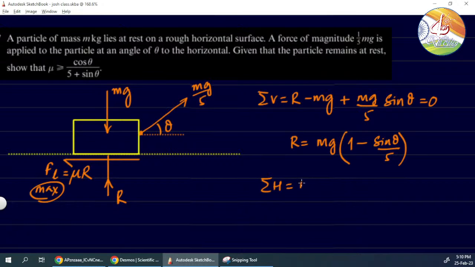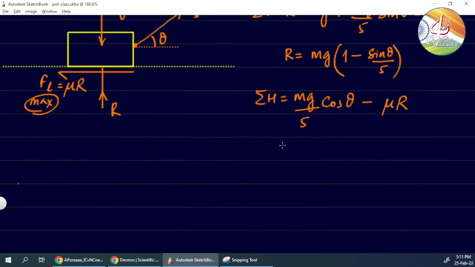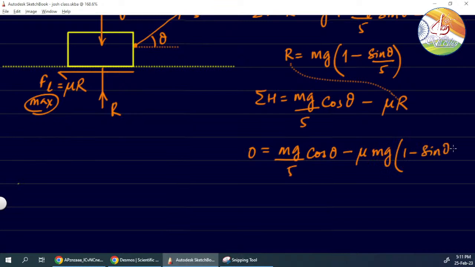So we get mg by 5 into cos theta acting in the forward direction, minus mu R, which is acting in the backward direction. Here we need to substitute the value of R. So mg by 5 cos theta minus mu R should be equal to 0, of course. Mg by 5 cos theta minus mu, which is not known, times R, which is mg into 1 minus sin theta by 5.